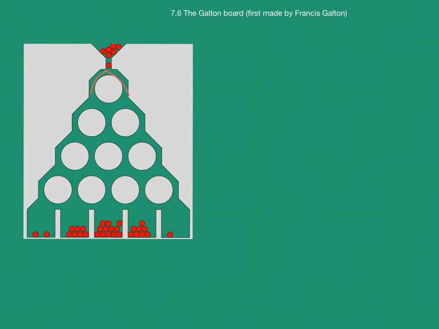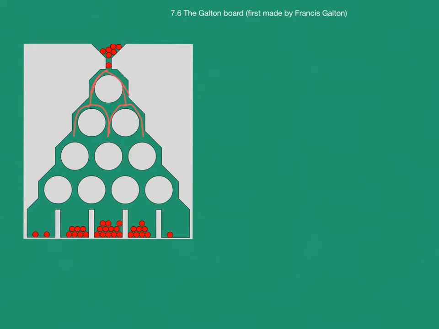So whenever the ball gets down to here, again, it's going to face another peg, and it's either going to fall down on this side or on this side. The same thing happens if it falls down on the other side. But here, when it gets to here, it can either fall down on this side or on this side here.